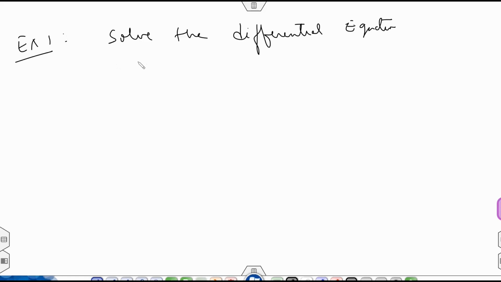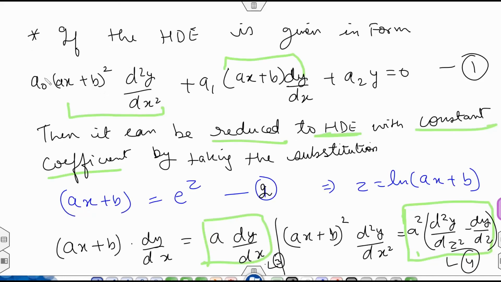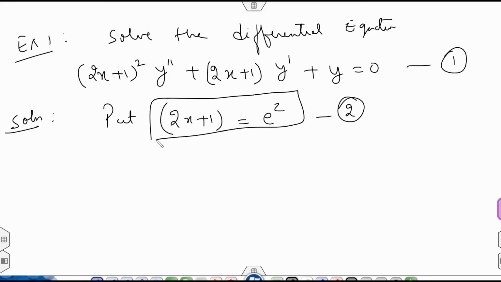Example 1: solve the differential equation (2x plus 1) whole square y double dash plus (2x plus 1) y dash plus y equal to 0. Call this equation number 1. How can you solve it? You can see that it is similar to the form above. Here a0 is 1, a1 is 1, a2 is 1, and a is 2. So put 2x plus 1 equal to e to the power z, call this equation number 2, and this implies that z is equal to ln(2x plus 1).